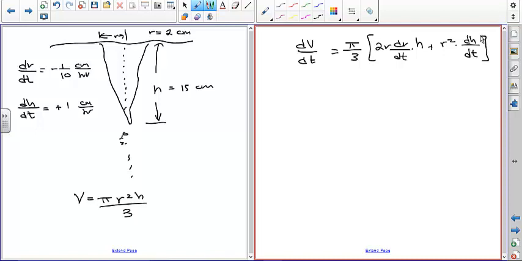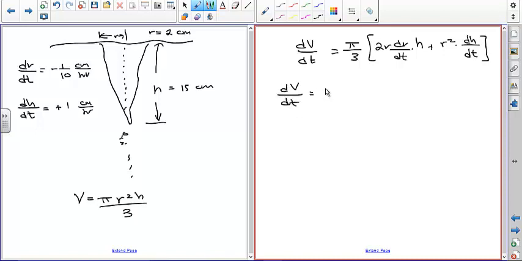So that's the differentiation of this product: the derivative of the first implicitly times the second, plus the second times the derivative of the first implicitly. And now you can see that we have all the information to find the rate of change in the volume. So we might as well figure out what the value is, and then we can say whether it's increasing or decreasing.